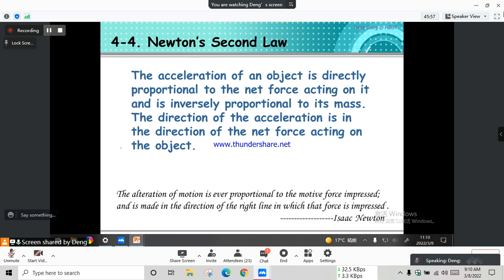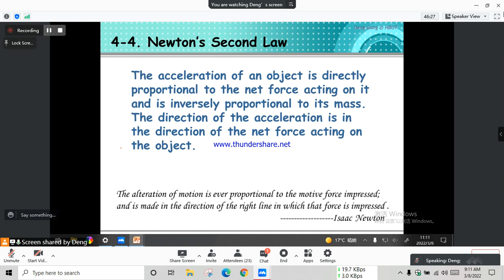After we defined the mass, we can go a step further. That's Newton's second law. The acceleration of an object is directly proportional to the net force acting on it and inversely proportional to its mass. The direction of the acceleration is in the direction of the net force acting on this object.